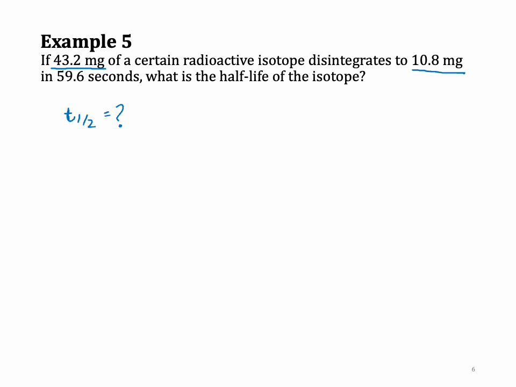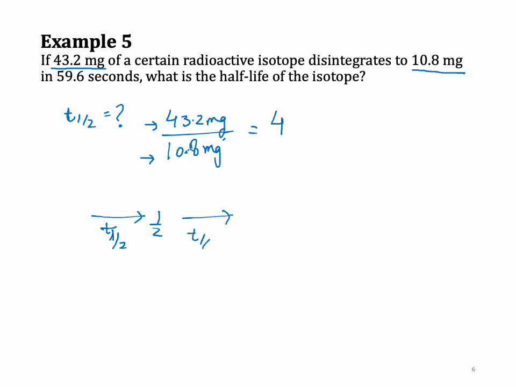For example, 43.2 milligrams, this was my initial sample. Now it is 10.8 milligrams. If you divide these, you will find that the ratio comes out to be a ratio of 4, which means it has become 1/4 of the previous sample. Initially it was this, now it is this. So it has been reduced to 1/4. Which means in 1 half-life, it started from something and it became half. In the second half-life, it became 1/4. So that's what this is.